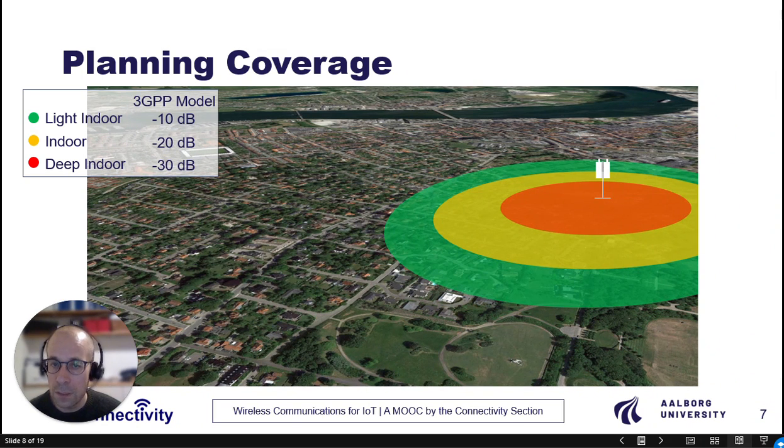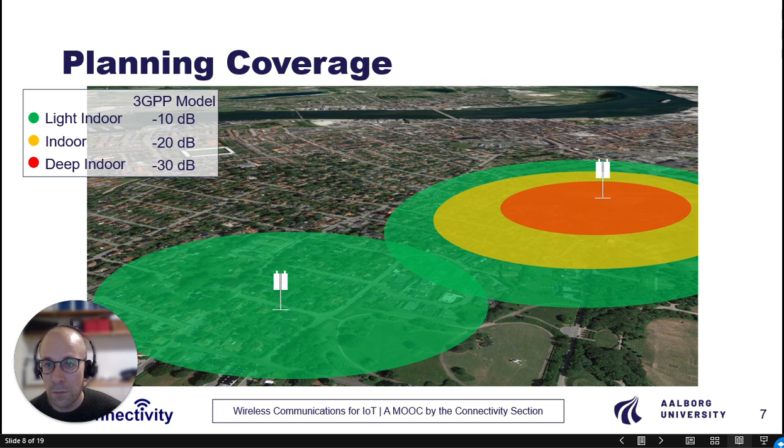If we have a deeper indoor installation, then we have a large penetration loss. So the amount of the link budget that is left for propagation is less, meaning that we have to be located closer to a base station for our received power to be above the sensitivity of the base station. And if we were to establish coverage in this area, we need to install more base stations, as I said.